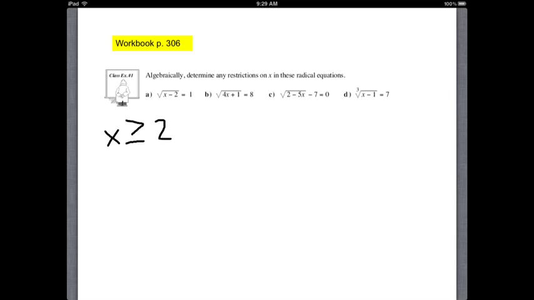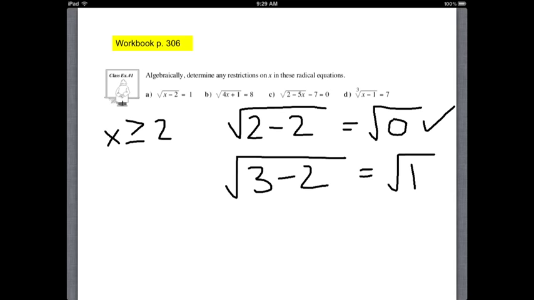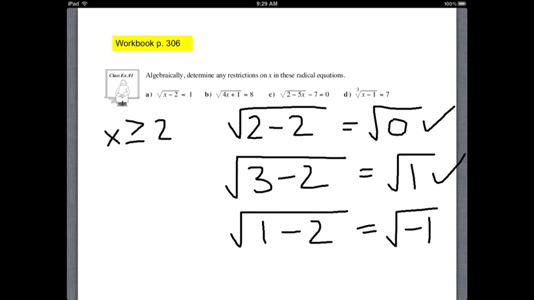So if we say that x has to be greater than or equal to 2, let's check that out. I'm going to plug in 2 to the original equation. 2 minus 2 is going to equal the square root of 0. That's perfectly okay. If we had, say, 3 minus 2, you have the square root of 1. That's perfectly fine too. However, if you have, say, 1 minus 2, you're going to end up with a negative 1, and that's not okay because you can't have that. This is why we have to figure out the restrictions.